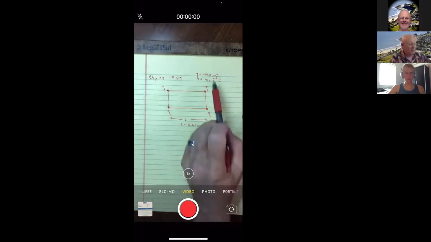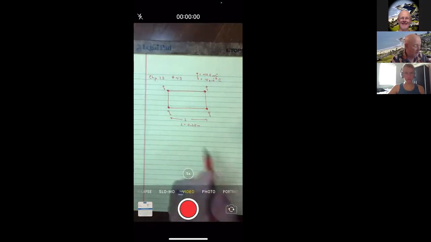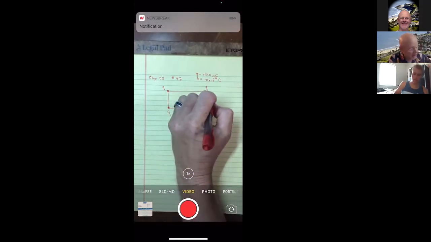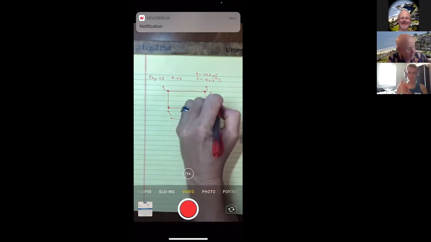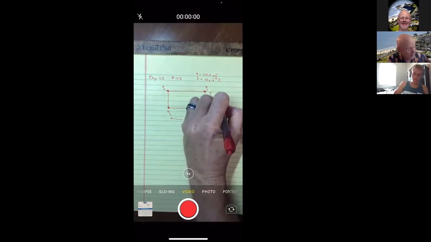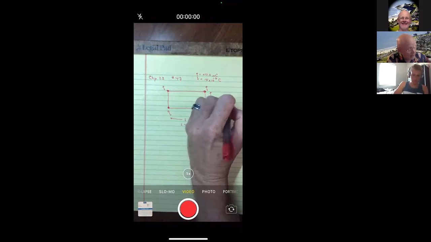All right, so that's what micro is if you didn't know that one. Centa, I think you knew. And then let me keep reading here. The width is 15 centimeters. So I'll put width and put a little diagram here. And that's equal to 15 centimeters.